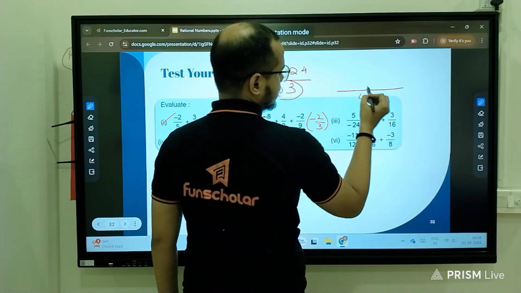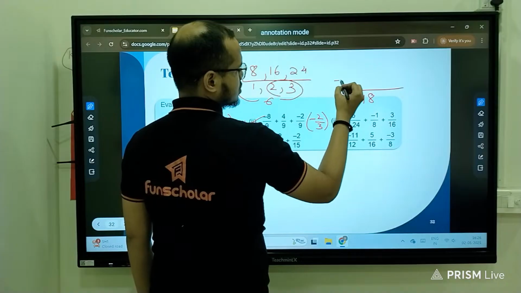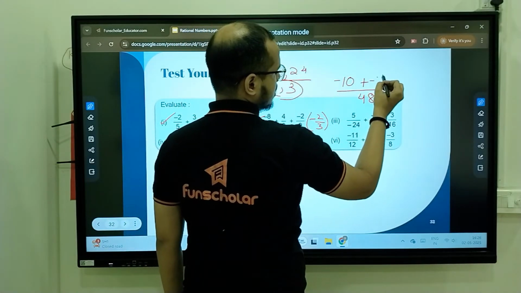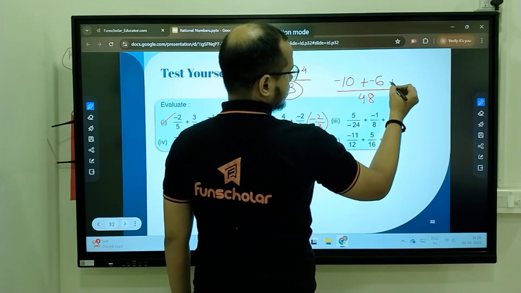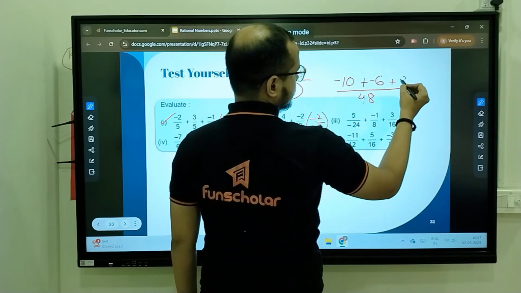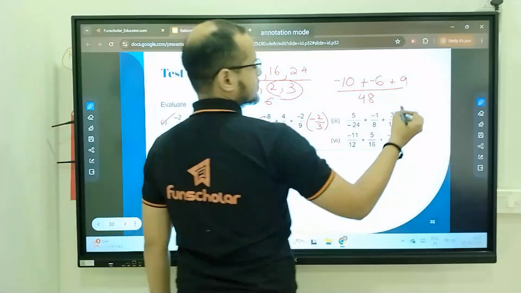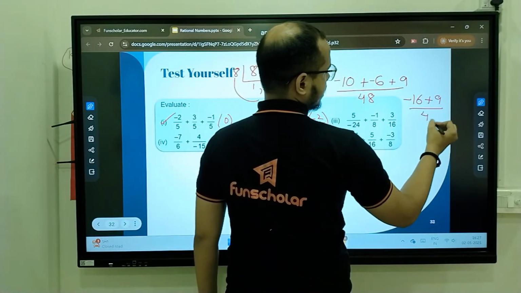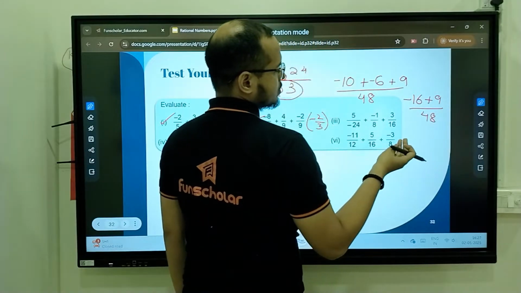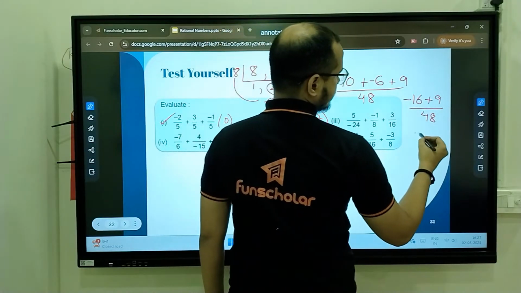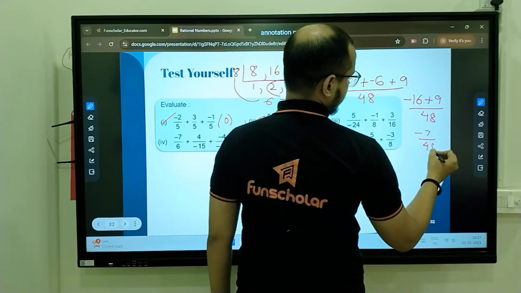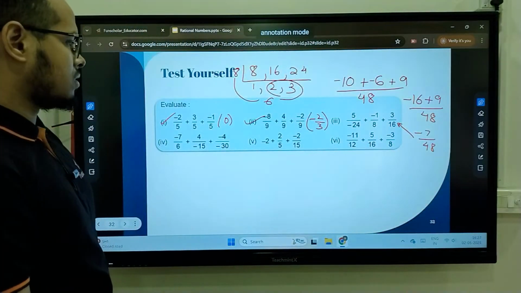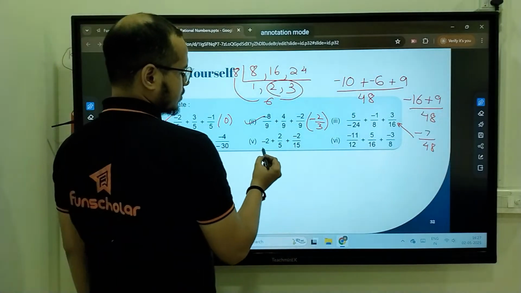So 48 is the LCM. So minus 2 times 6 is minus 12, plus minus 6, plus 16 threes are 48, so 9. Okay, minus 16 plus 9 by 48, which is minus 7 by 48. That is the answer for this one. Okay, now let us do this one.